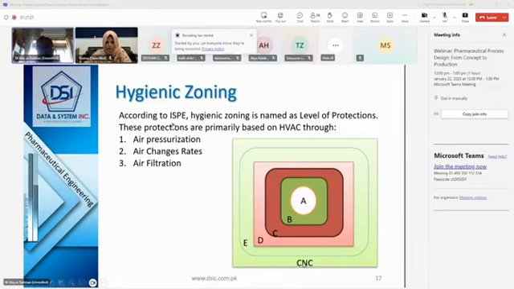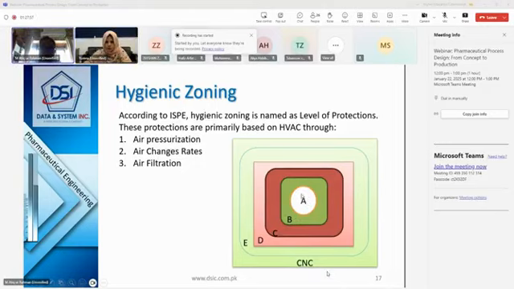CNC means the area which is controlled but not classified. This is a class D area where you generally do the secondary packaging. This is a class D area where you are handling the products which are generally taken as oral dosage. This is class C, a sort of sterile area. Class C is a sterile area. Class B is the area generally experienced in the labs.